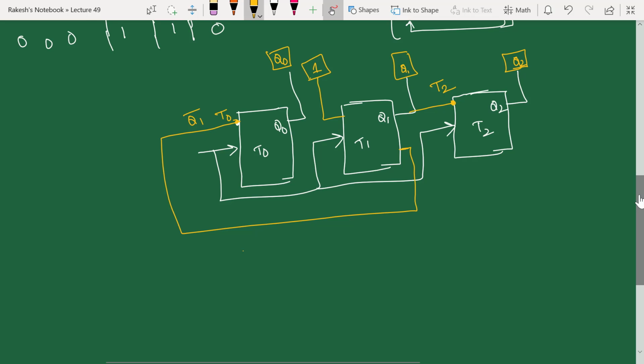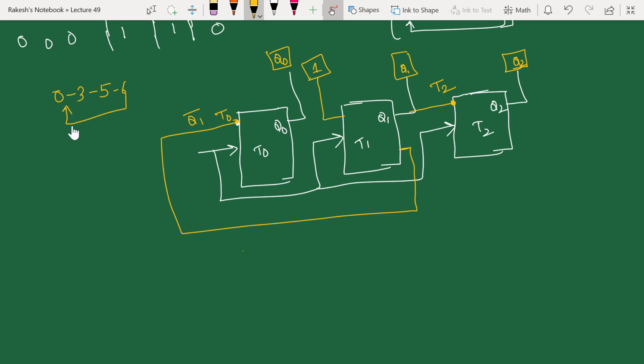Okay. Now we have successfully verified the working of this circuit. It is counting from 0 to 3, 3 to 5, 5 to 6, and 6 to 0. So this is the standard sequence which we defined. Now coming to the lockout problem which is going to be encountered by this circuit.